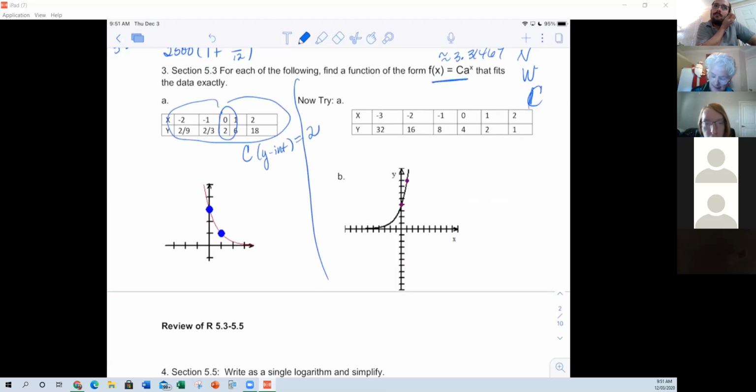And then the A is the ratio, or the number that you multiply one number by in order to get to the next number. So like if I take the number 6 and divide it by 2, that would give me 3. If I take 18 divided by 6, that would give me 3. And since I know this is exponential, I don't have to prove it to myself. So I know my A is 3. So the equation for this first function would be f of x is equal to 2 times 3 to the x.